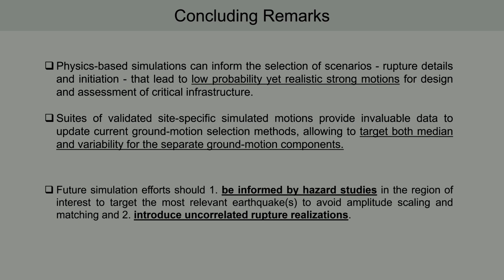And finally, a very important point is the introduction of uncorrelated rupture realizations to make sure that the sigma that we target becomes closer and closer to the expected aleatory variability that we expect at that specific site, so that also our responses become more representative of the variability we should expect in reality.